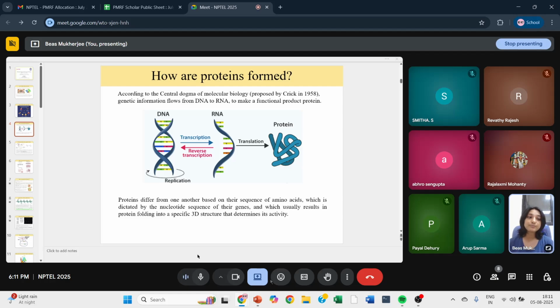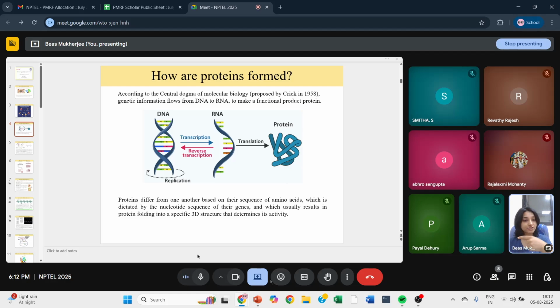So the central dogma of molecular biology tells us how the genetic information gets transferred from DNA to RNA and from RNA to protein. Now, there is also reverse transcription, so the genetic information can pass on from RNA to DNA. That happens in the case of some viruses, retroviruses. We will learn about all of these later on in the upcoming classes, but this is the basic.